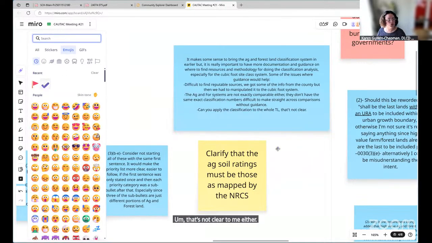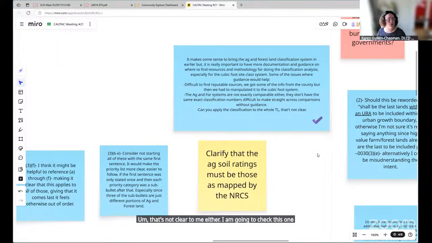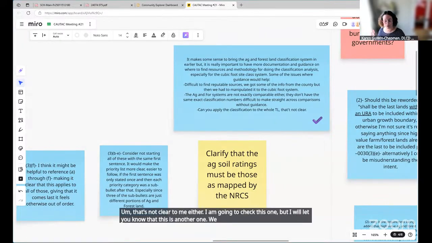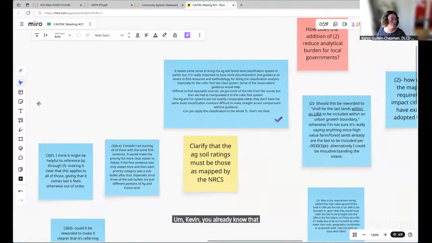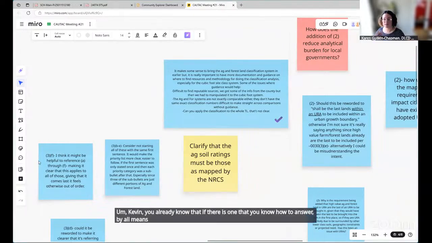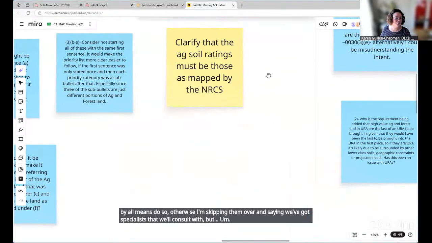I am going to check this one, but I will let you know that this is another one. We've got a few of them that we're going to go back to our farm and forest specialists. We're going to huddle internally, dig really deep into some of the statutes and get back to you all on that one. Kevin, you already know that if there is one that you know how to answer, by all means do so. Otherwise, I'm skipping them over and saying we've got specialists that we'll consult with. But Kevin, you chime in if you need to.